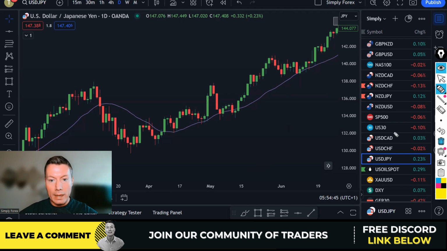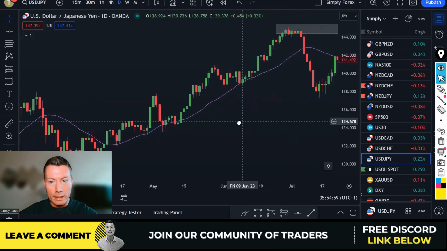Then we just have to wait for the next high. This is the next high. It retraces, it eventually gets back up to this last high, and so on, guys. It's such a simple idea.